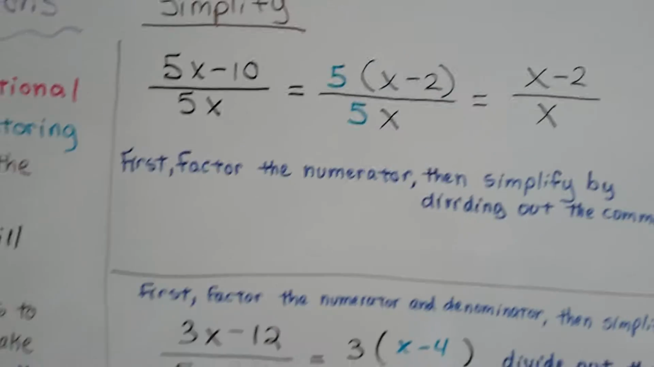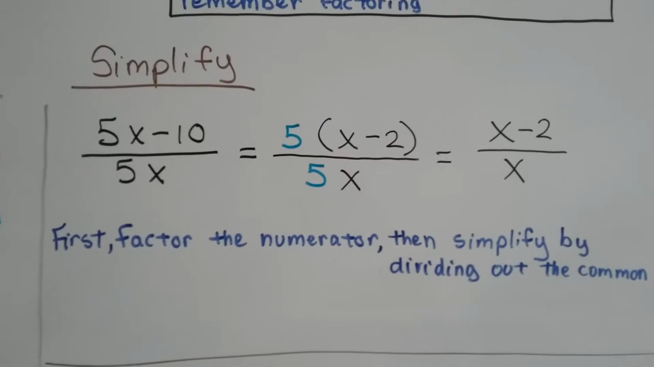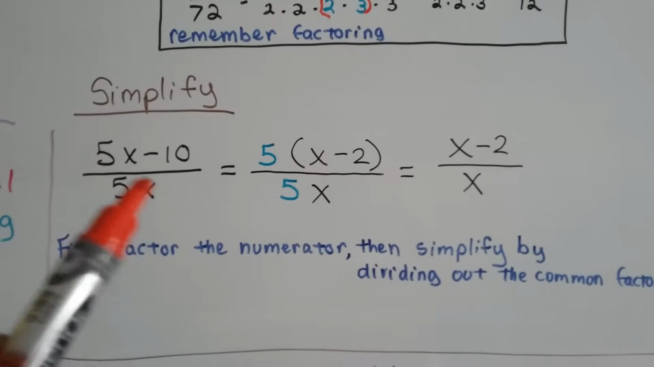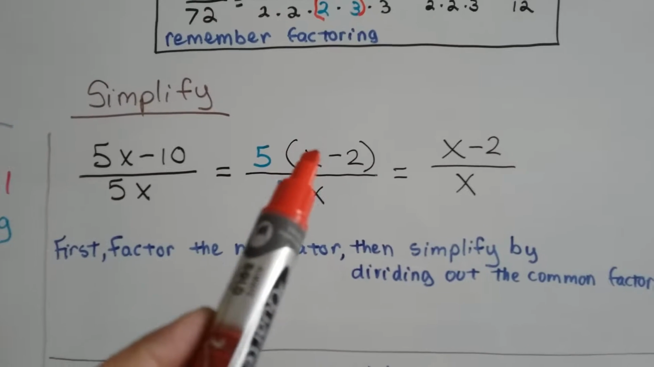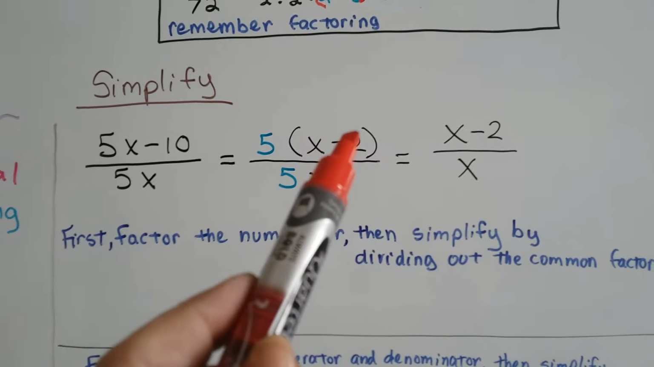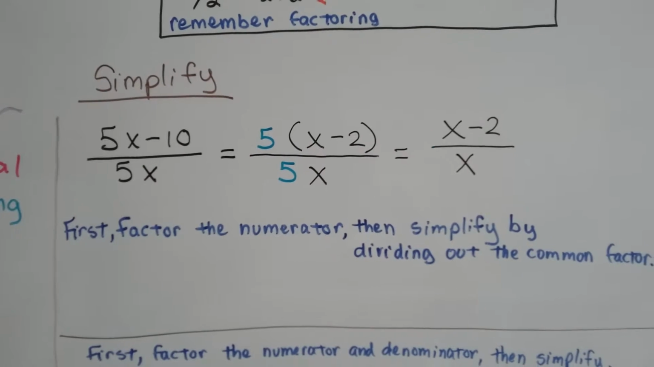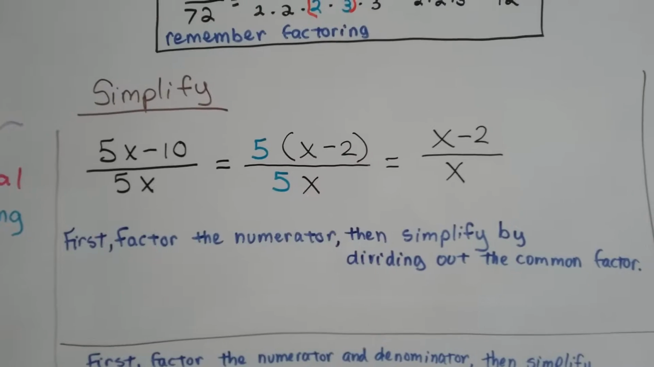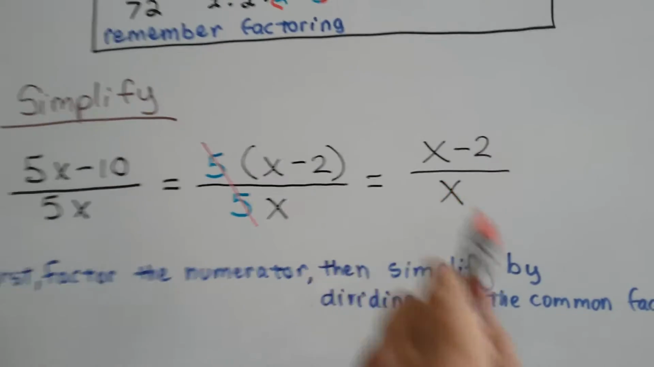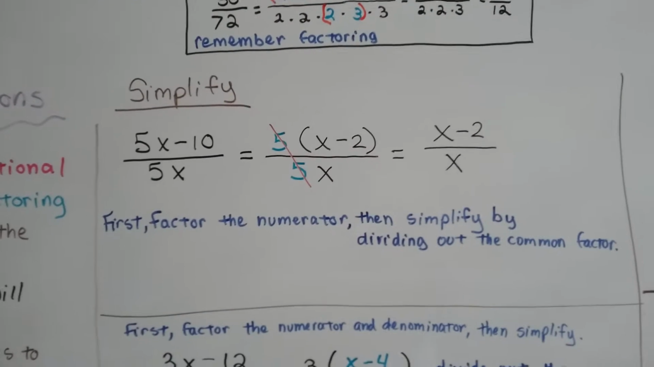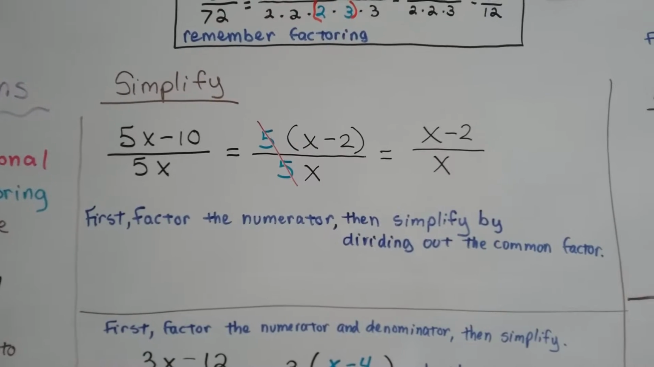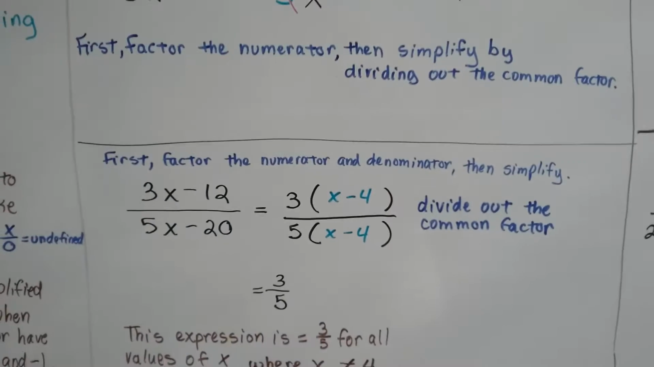So if we're told to simplify 5x minus 10 divided by 5x, we have to factor this one out. And that could be factored to 5 times x minus 2. See? 5 times x is the 5x, and 5 times minus 2 gives us the minus 10. See? We just slide this guy over. And because these two cancel each other out, what we're left with is x minus 2 divided by x. First, we factor the numerator, then simplify by dividing out the common factor. Okay?